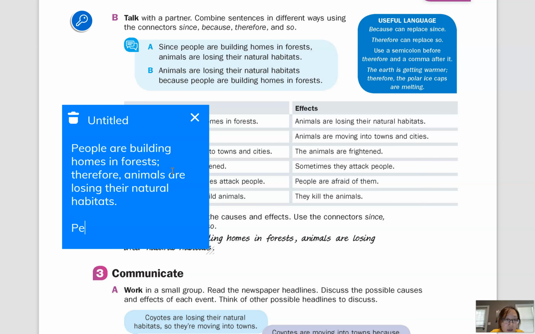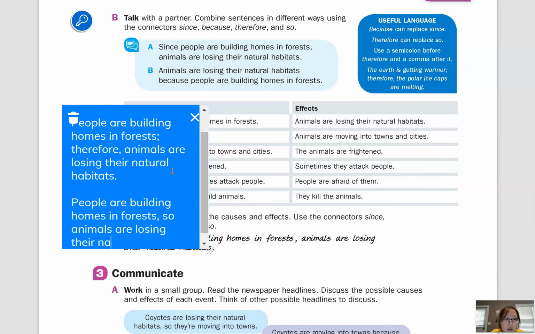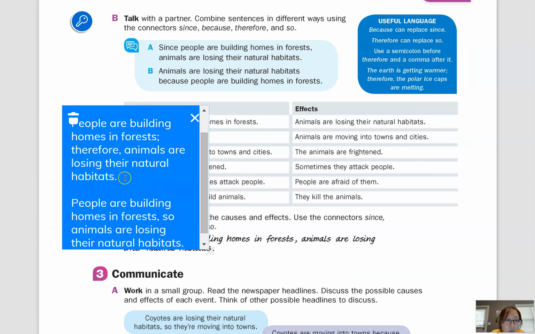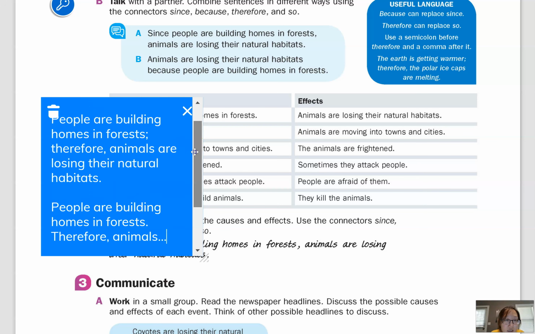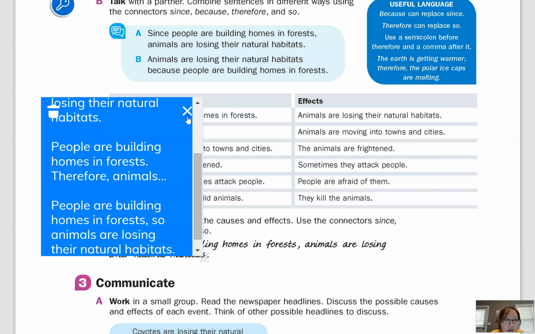So let's try this one more time. People are building homes in forests, so animals are losing their natural habitats. You can see the difference here. We put a comma before the results clause, and that's it. But when we use therefore, there is a semicolon before the results clause, and then a comma after the connector. And another option is you can split this up into two sentences, of course. You can just say people are building homes in forests, and then put a period here, and then say therefore animals. So there are multiple ways of using connectors, as you can see. All right, so moving on.